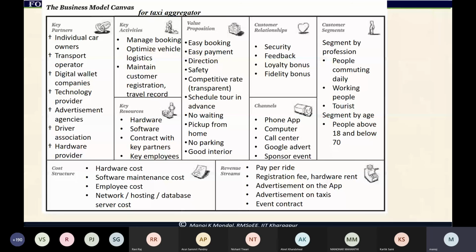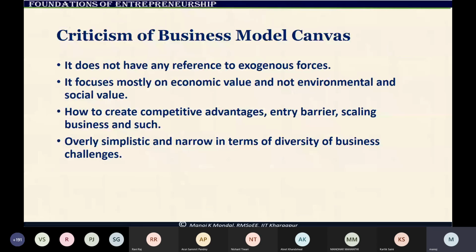Who are the key partners for a taxi aggregator? Individual car owners are partners, transport operators, digital wallet companies, technology providers, advertisement agencies, driver associations, hardware providers. Then what are the costs? Hardware cost, because they give a cell phone to the driver. Of course, the driver has to buy that. Software maintenance cost, employee cost, network booking cost, internet cost, hosting cost, what not.